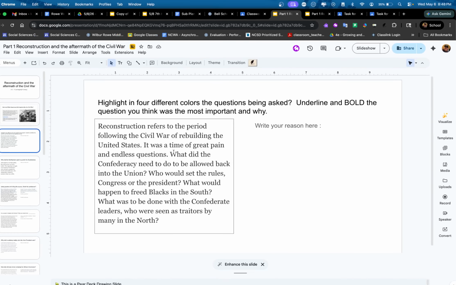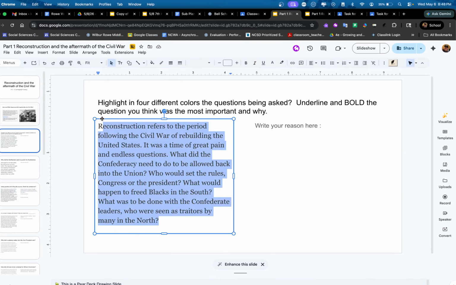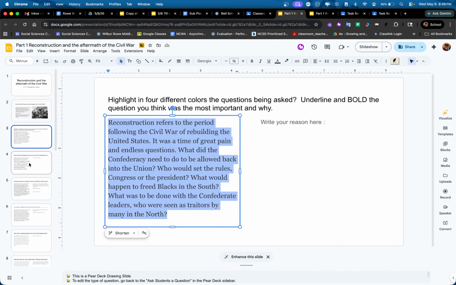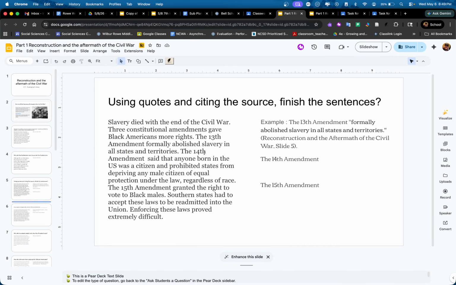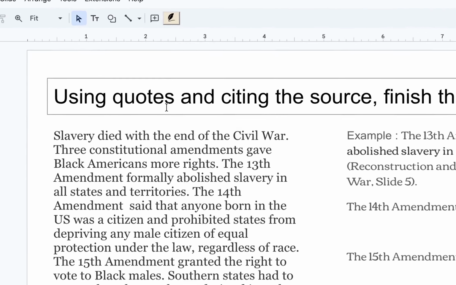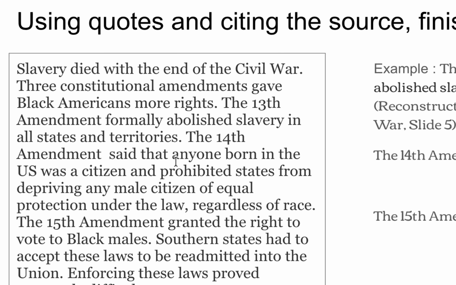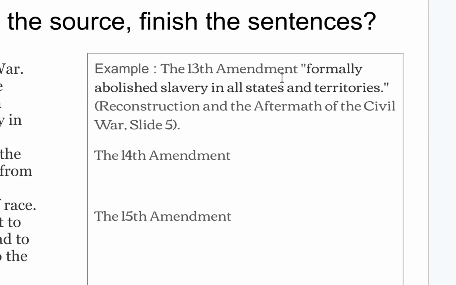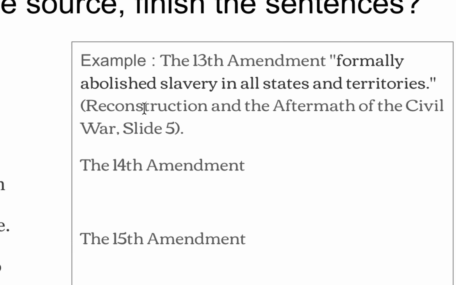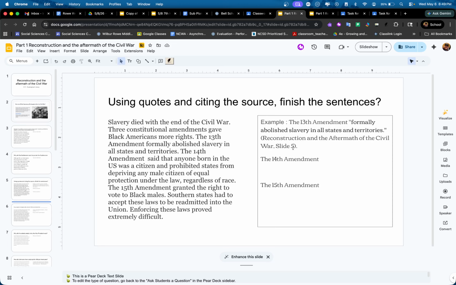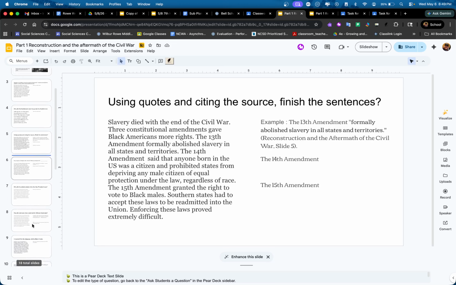All the information is going to be right here in every slide. And then you just write your response on the right there. As we continue downward, when you are using quotes and citing a source, you can just copy and paste from right here and just put it right here. When you cite your source, all you have to do for part 1 is cite Reconstruction and the Aftermath of the Civil War, comma, and then the slide number of where you got it. That is it. And you just keep on going through.